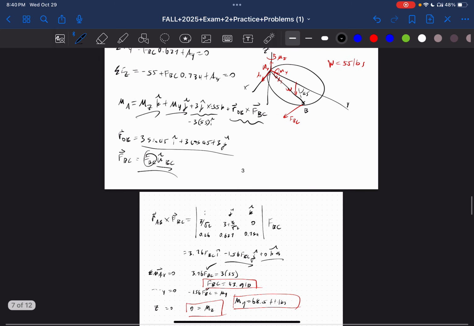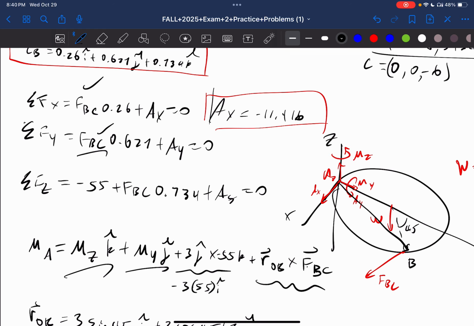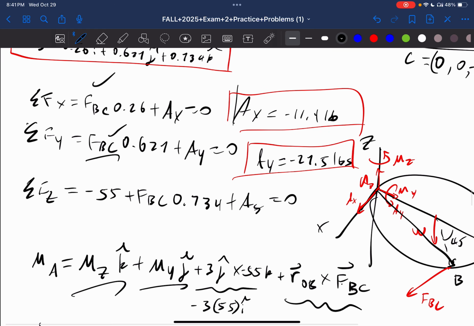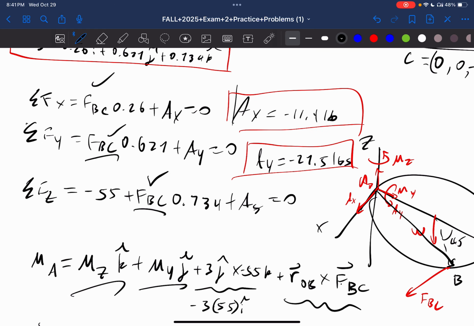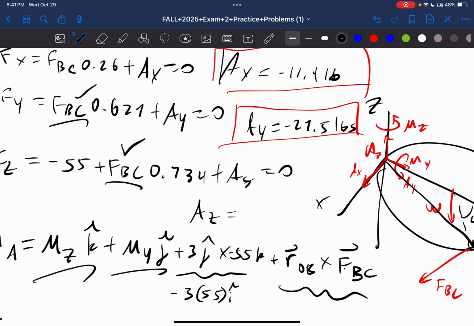Do we have AY? We don't. We have F BC, so we can solve for AY. So AY is going to be equal to negative 27.5 pounds. Okay, so AZ is equal to F BC. We have this, so we can solve for AZ, which is going to be equal to 22.8 pounds.